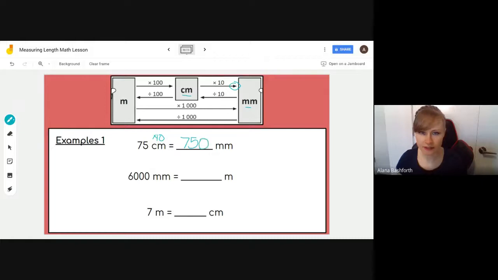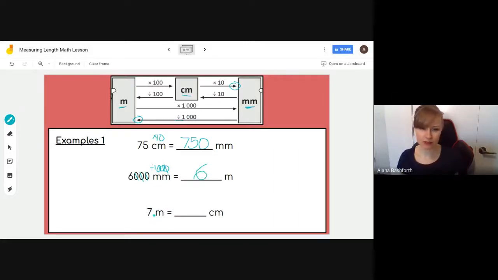750 millimeters. Next up is millimeters to meters. So we're starting at millimeters and we're going all the way to meters way over here. So if we follow the arrow right here, that means that we need to divide by 1,000. Now, not as hard as it sounds. It's not a big deal. We just count our zeros. So we have 1, 2, 3 zeros in 1,000. And then we're just going to cross off zeros. So 1, 2, 3. And then whatever's left is our answer. So 6,000 millimeters is 6 meters.